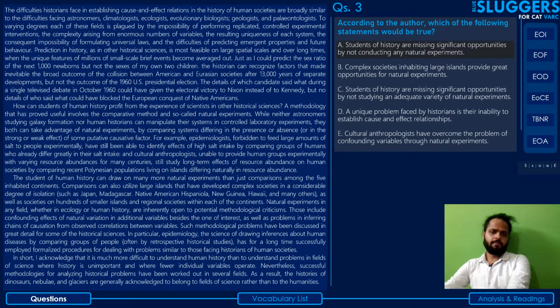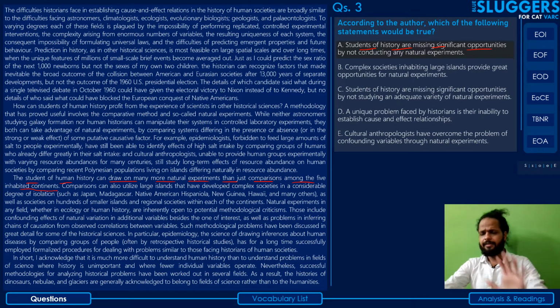First one says, students of history are missing significant opportunities by not conducting any natural experiments. So far as the first part of this option is concerned, it seems all right that they are missing significant opportunities. The author, in fact, might believe this to be true because he points out in the third paragraph that the student of human history can draw on many more natural experiments than just comparisons among the 5 inhabited continents. So he does seem to be implying that there are many more geographies available for natural experiments than just these 5 components, and then you might be missing opportunities if they are not considered.